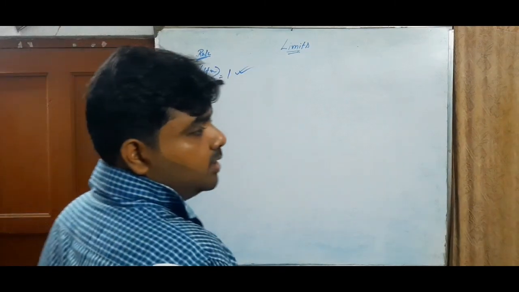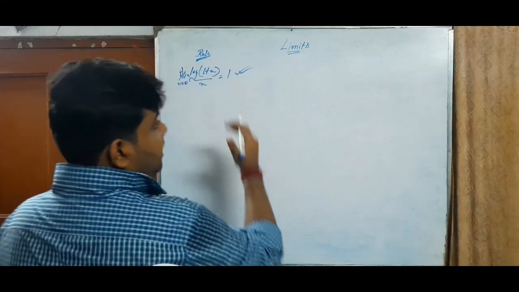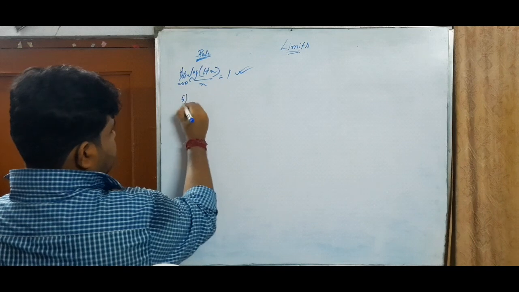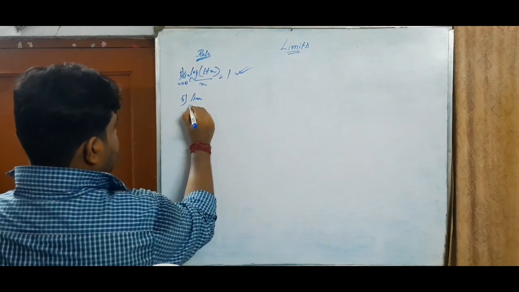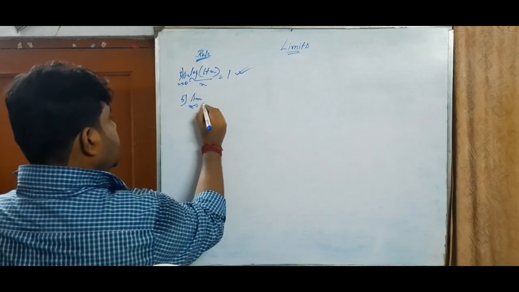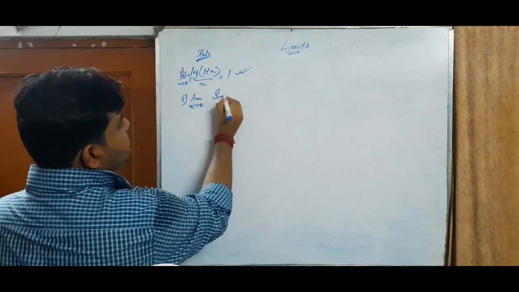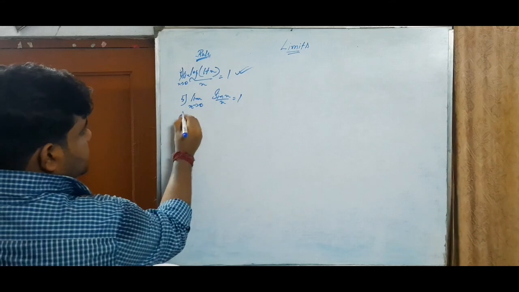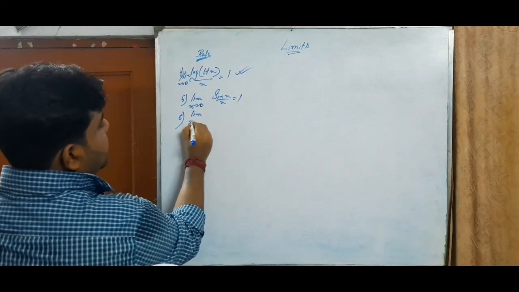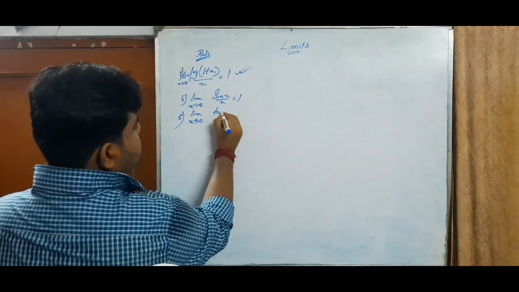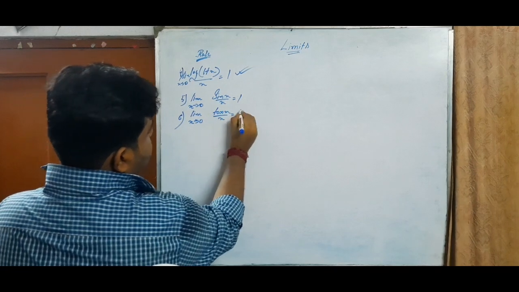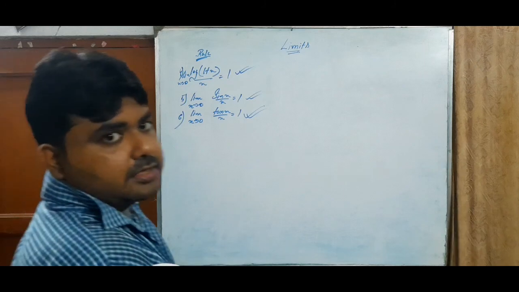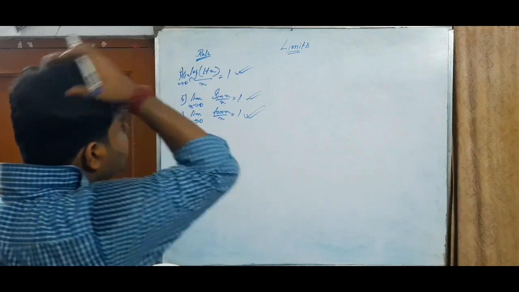Now basically we will see the trigonometric limits. What are the trigonometric limits? Rule 5: limit x tends to 0, sin x by x equals 1, and the sixth rule: limit x tends to 0, tan x by x equals 1. So these are the two rules of trigonometric limits. Now we will see some examples.